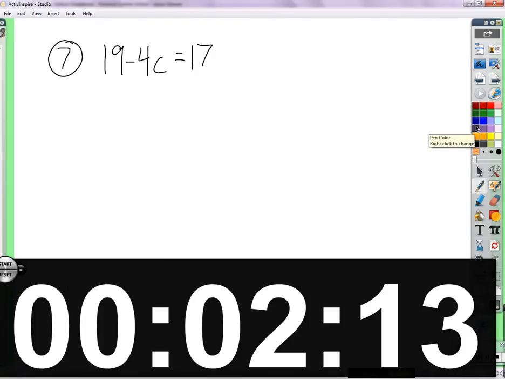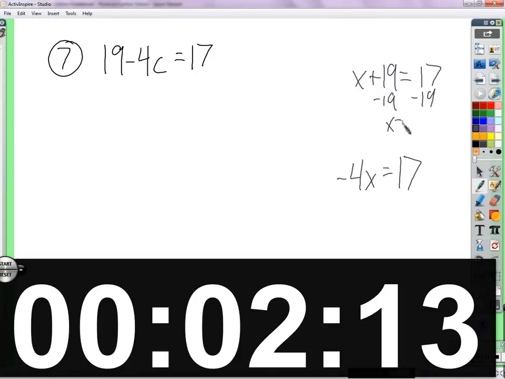Okay. 19 minus 4c equals 17. And, you know, if this was x plus 19 equals 17, I think we would have no problem there. If this was negative 4x equals 17, I think we'd know what to do then. If we had x plus 19 equals 17, how would we solve that equation? Minus 19 on both sides, and x is negative 2, right?